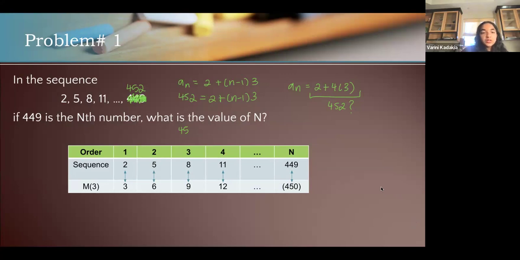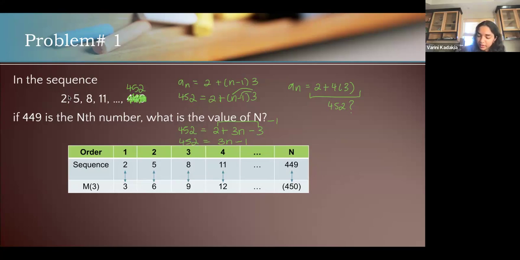Yeah, so let's go through how we get 453. So we got 452 equals 2 plus, and we're going to distribute the 3, right? So we get 2 plus 3n minus 3, right? Everyone get this? Okay, then let's combine like terms. So we get minus 1, right? So we get 452 equals 3n minus 1, right?